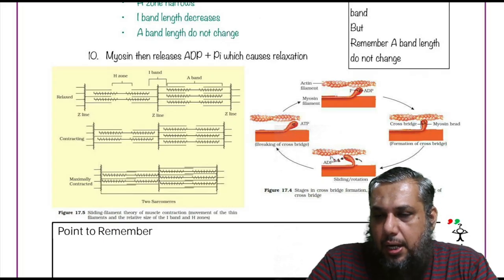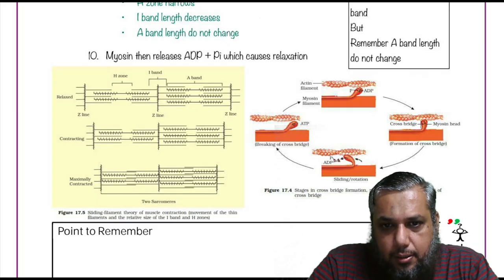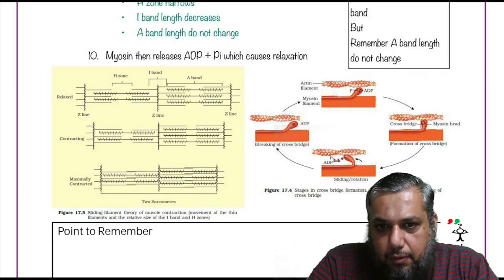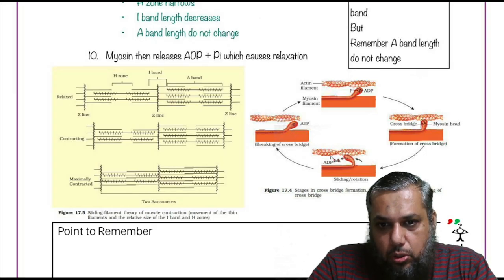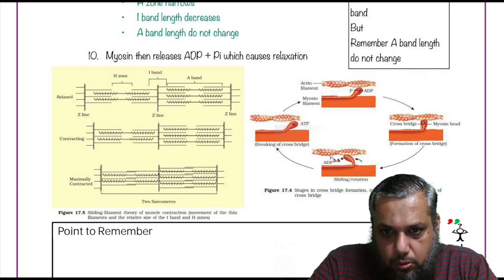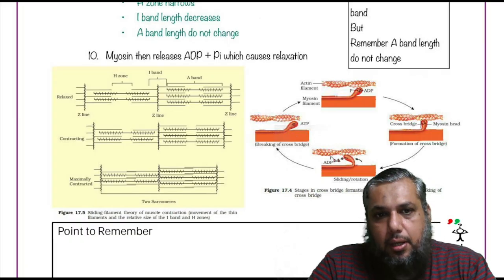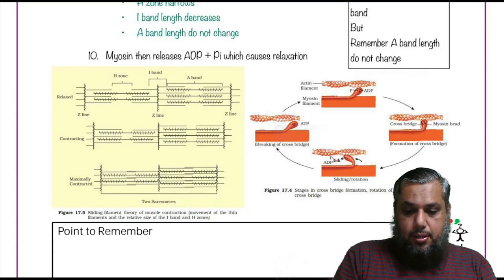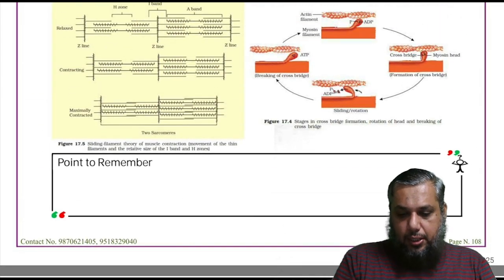Now to relax the muscle, ATP will bind to the myosin head, and as the ATP binds, the myosin head will leave the actin filament and the muscle will undergo relaxation. So in the last step, an ATP molecule comes and binds to the myosin head. As soon as the ATP molecule binds to the myosin head, the myosin head leaves the actin filament, due to which the actin goes back to its original position and it will undergo relaxation. So that is the muscle contraction cycle.